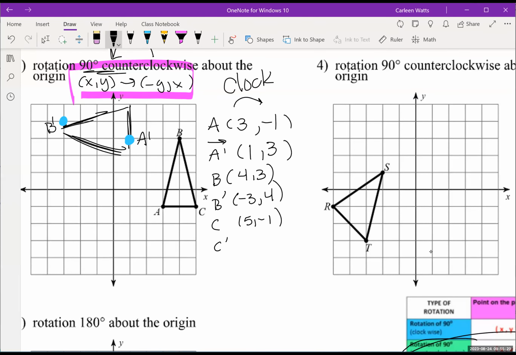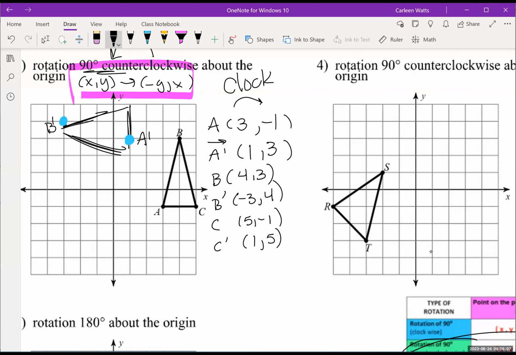Okay, so apply the formula. Y moves to the front, X moves to the back, Y changes sign, X does not. Can we guess? Anyone? Oh, one of those signs is wrong. David, you got it. Okay, so we move the Y coordinate to the front, change the sign. The X does not change the sign.